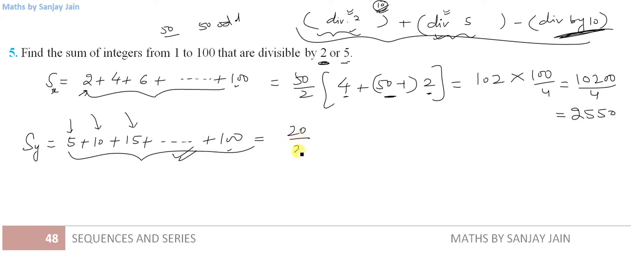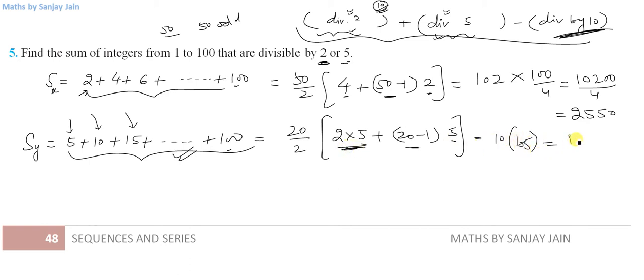So 20 by 2 into twice of a, that is 2 into 5, plus 20 minus 1 into the common difference, right? So it will be equal to, this is 10 outside and inside this 10, and this is 19 into 5, that is 95. 95 plus 10 is 105. So effectively this is 1050.